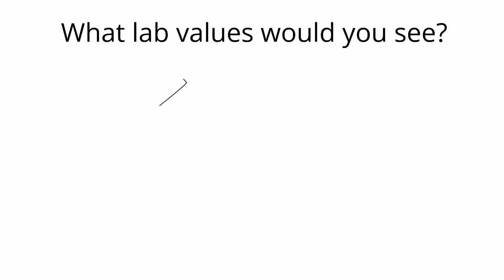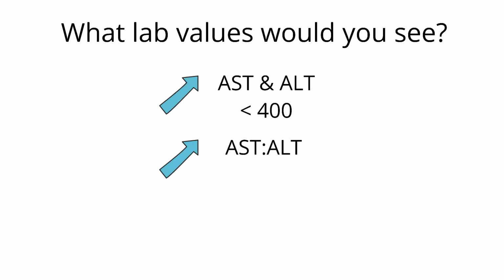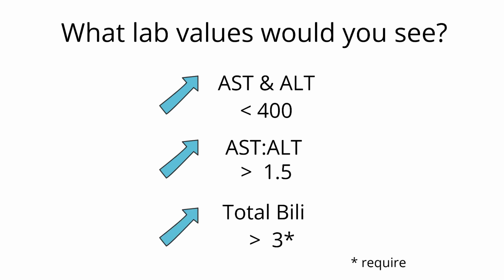You may see moderately elevated AST and ALT with an AST to ALT ratio greater than 1.5 to 2, but typically less than 3, and a total bili of over 3, which is required for the diagnosis.